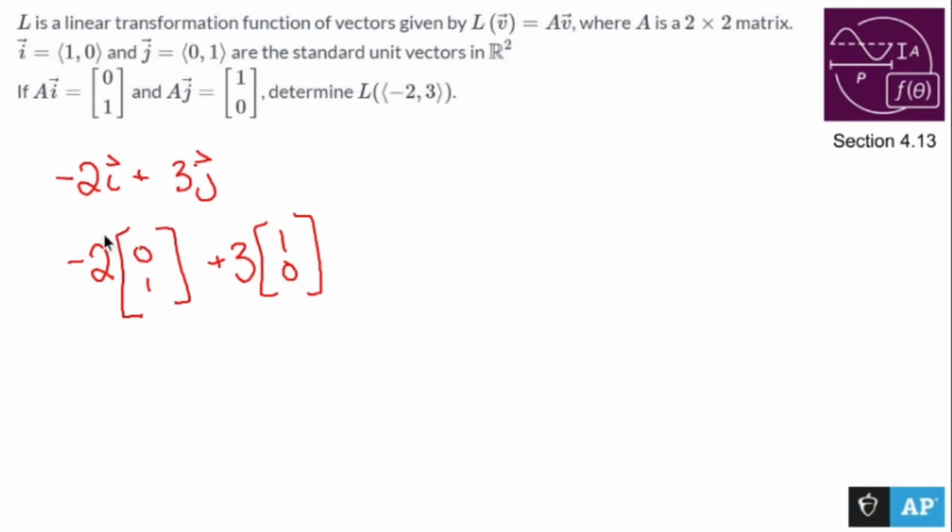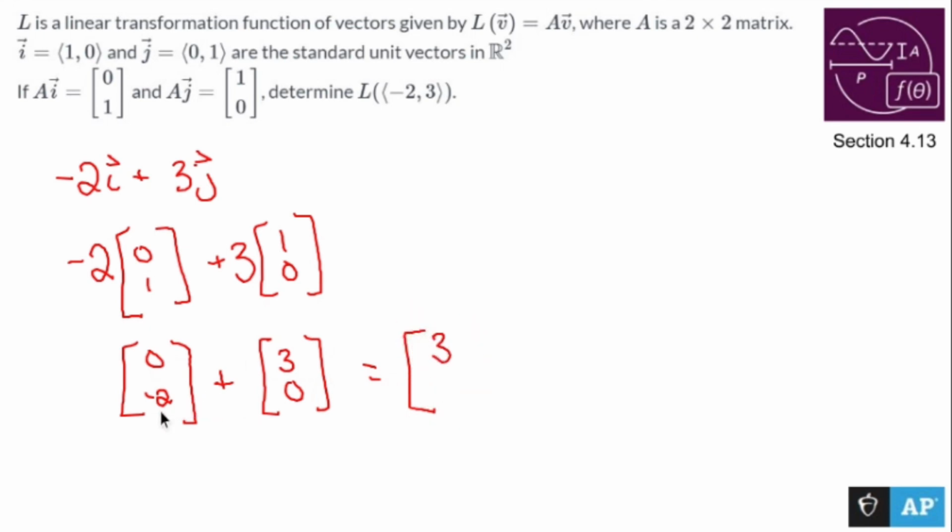Which this is just scalar multiplication. So negative 2 times 0 is 0. Negative 2 times 1 is negative 2. Plus 3 times 1 is 3. 3 times 0 is 0. And we end up with 0 plus 3 is 3. Negative 2 plus 0 is negative 2.